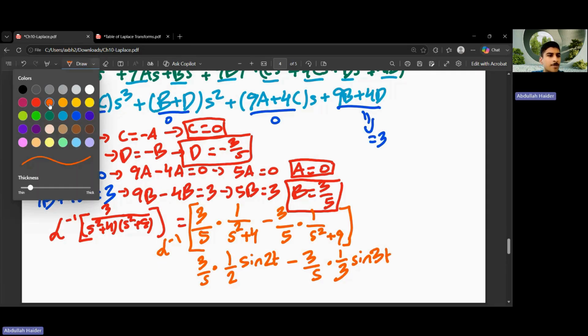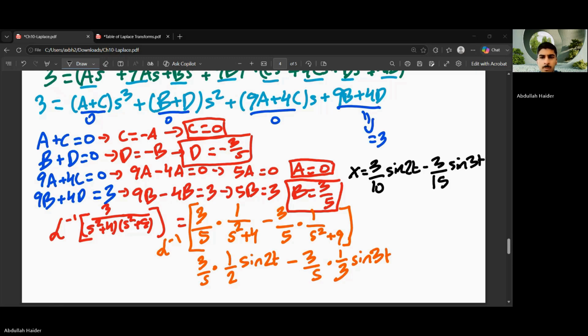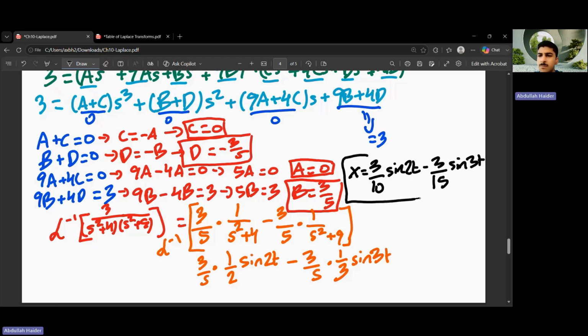So your final answer is going to be x is equal to 3 over 10 sine 2t minus 3 over 15 sine 3t. And that is your final answer.